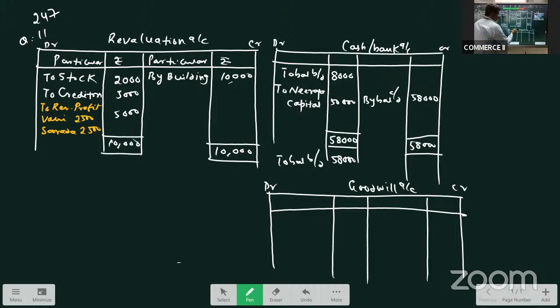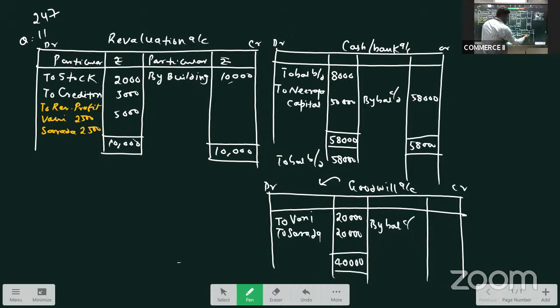Now, remember, I always tell you, whenever we prepare the goodwill account, it always has to be debited with all partners. To Vani, to Sarada. What is the profit sharing ratio? Equal it is given. So let us share this: 20,000 and 20,000. But then what do we get on the credit side? There won't be any account, because if goodwill is introduced in cash, then we write by cash here. But here it is not introduced. And I also told you when goodwill is raised, goodwill will show a debit balance. So here we have to write by balance carried down, the total goodwill amount, 40,000.